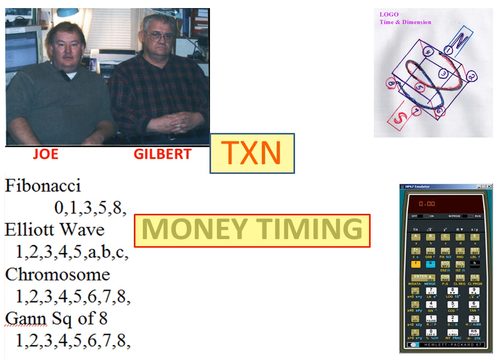This is TXN money timing. On the lower left-hand corner, you'll notice that the Fibonacci ends in 8, Elliott wave 5, ABC is 8, Chrome's 8, Square Gang uses 8.